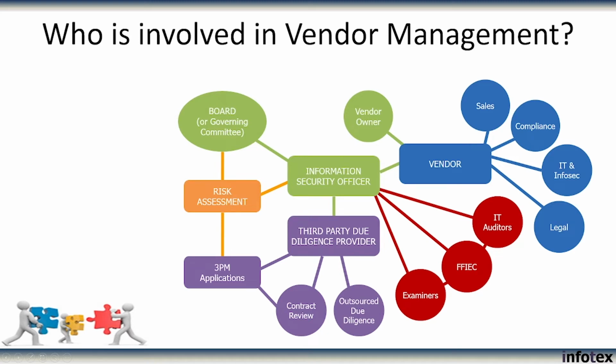As we can see, there are a lot of groups, individuals, and processes that are required for effective management. Starting at the top with the board, going through the information security officer to the vendor and or third-party due diligence provider if outsourced, which branch out to different entities. While trying to illustrate the many parts of vendor management, this also illustrates why vendor management processes, especially due diligence, can take some time, and it's important to request documents such as SOC 2 reports early on in the process.